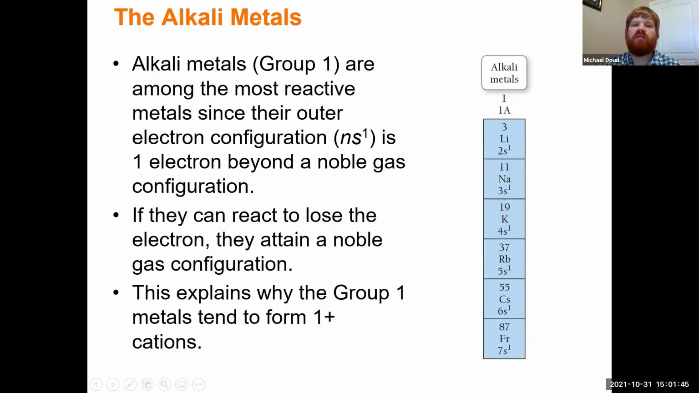Alkali metals are a good example of this as well. These are among the most reactive of metals because they only have one valence electron, meaning that if they give up their one single valence electron, they're able to achieve a noble gas configuration. And that's why all of these metals form a +1 cation.